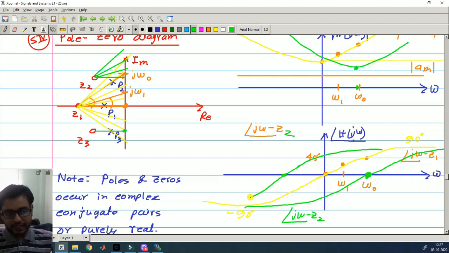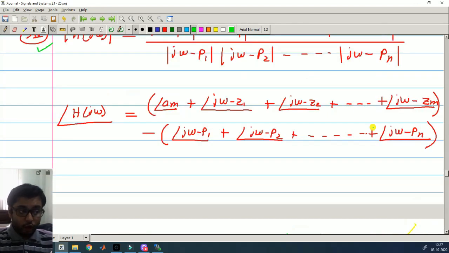Before that it will decrease like this, and finally you have to add all these terms to get the total j omega. Also you have to do the same thing for the poles and subtract them. Then it will be complete.